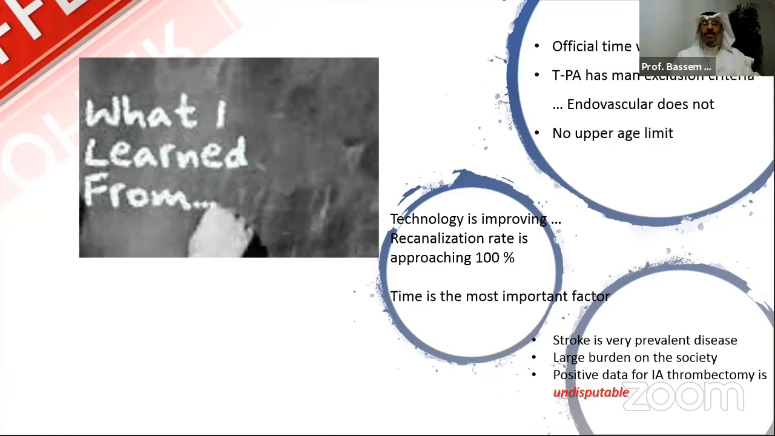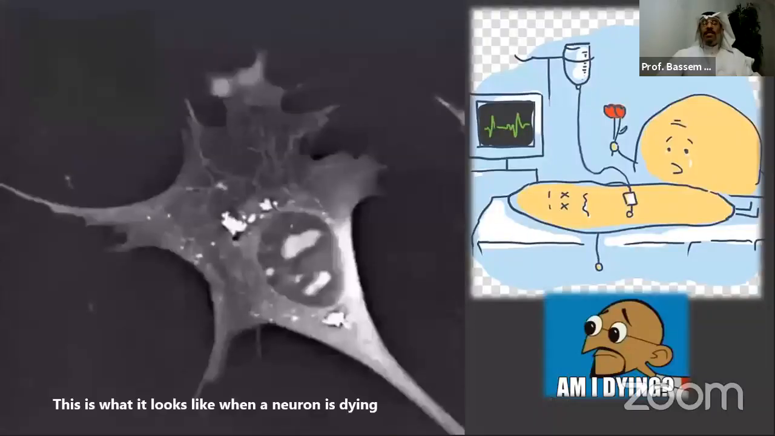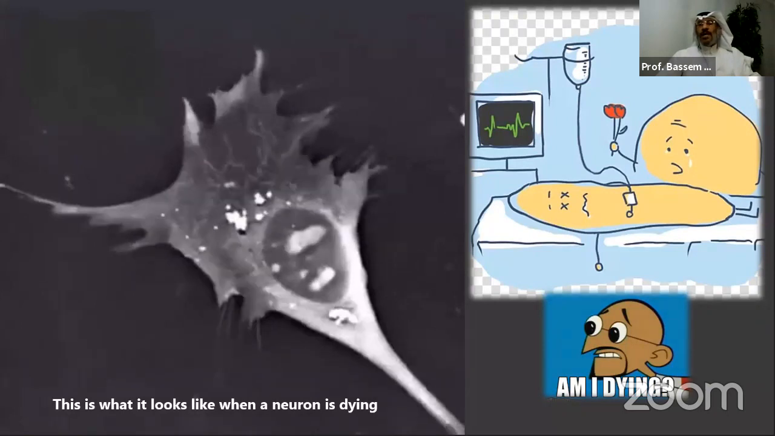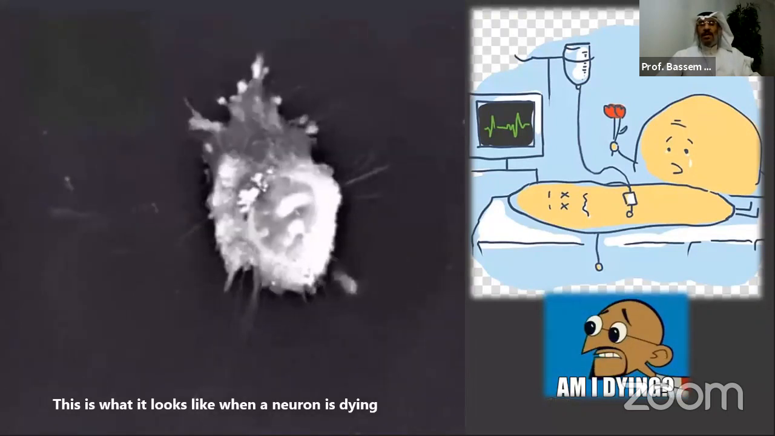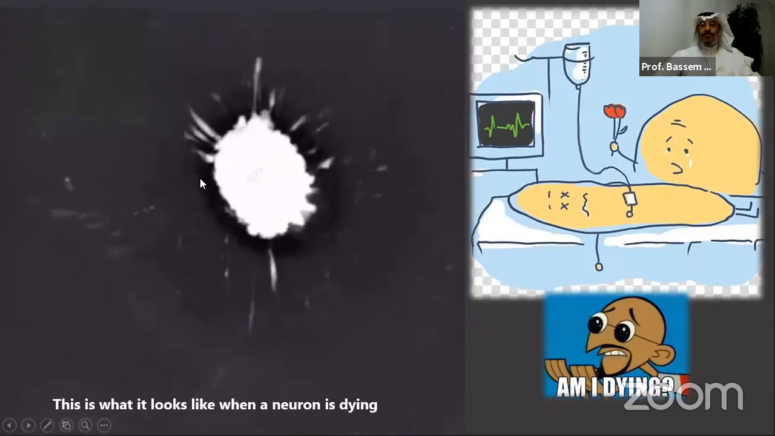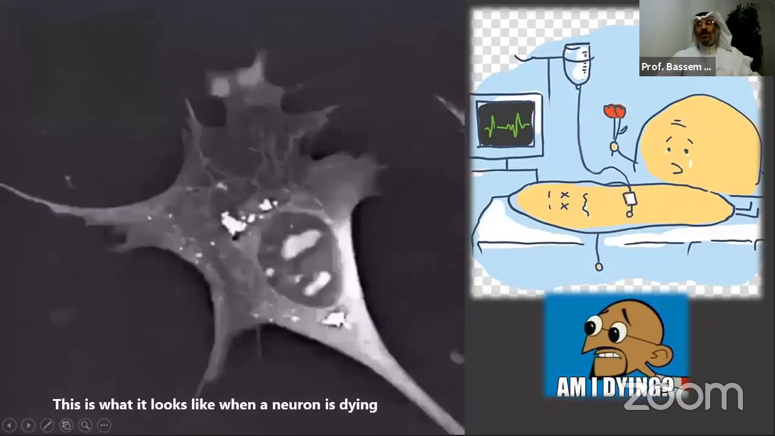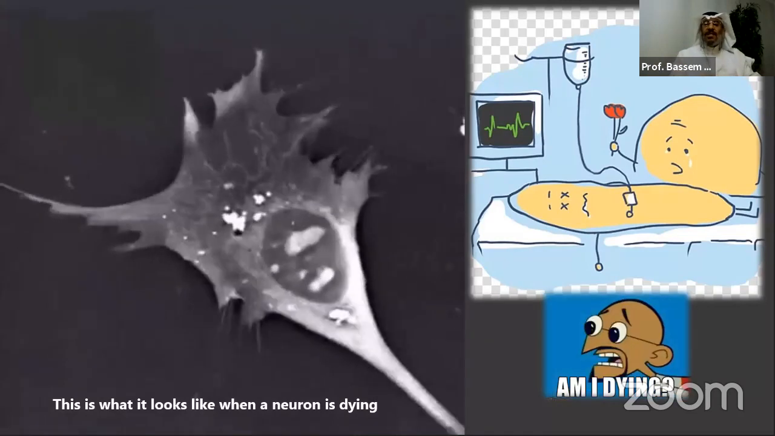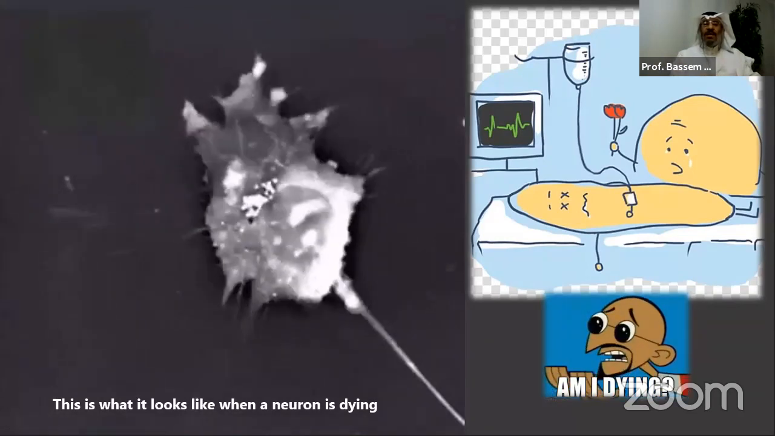We have covered the different techniques that we adopted in SGH and Medina Al Munawwara, and we started with this shape. This is how a neuron looks when it is dying under the electron microscopy.